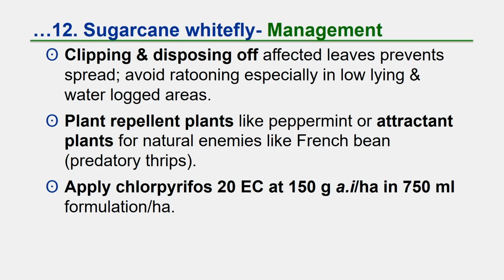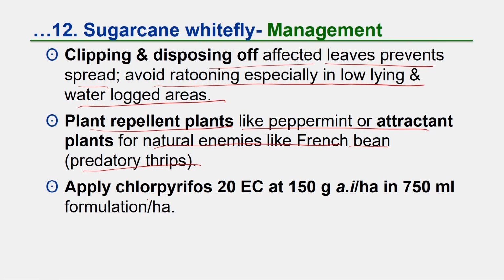Management of sugarcane whitefly: what can be done to control? Clipping and disposing of affected leaves prevents spread. Avoid ratooning, especially in low-lying and waterlogged areas. Plant repellent plants like peppermint, or attractant plants for natural enemies, like French bean for predatory thrips.